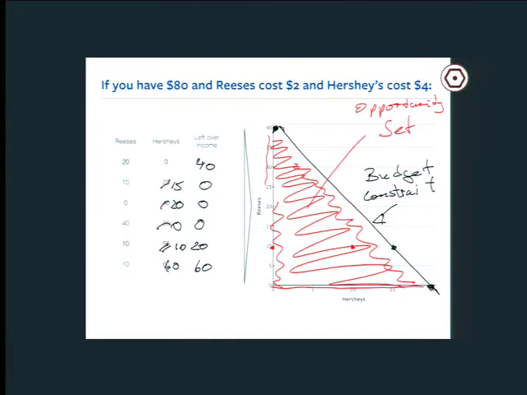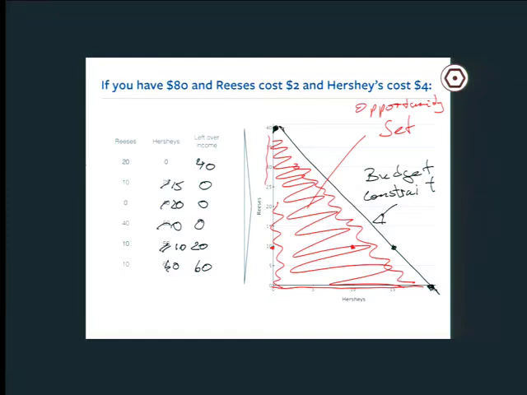Well, what about the northeast of this map? What about those bundles? Can I afford those? No, right? So pick any bundle here, 20 Reese's, 15 Hershey's, 15 times 4 is 60, plus 20 times 2 is 40. That's $100. You can't afford it. So the budget constraint maps out the part of the overall possible consumption bundles into the set that you can afford and the set that you can't afford.